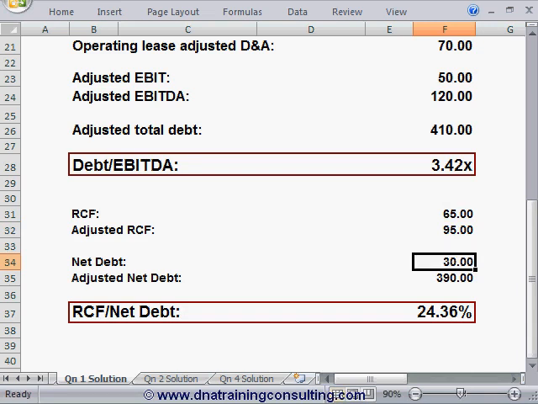We observe in adjusted terms a debt to EBITDA ratio of 3.42 in cell F28, and then in cell F37 an RCF to net debt ratio of 24.36%. Therefore, the correct answer is B, as in boy.